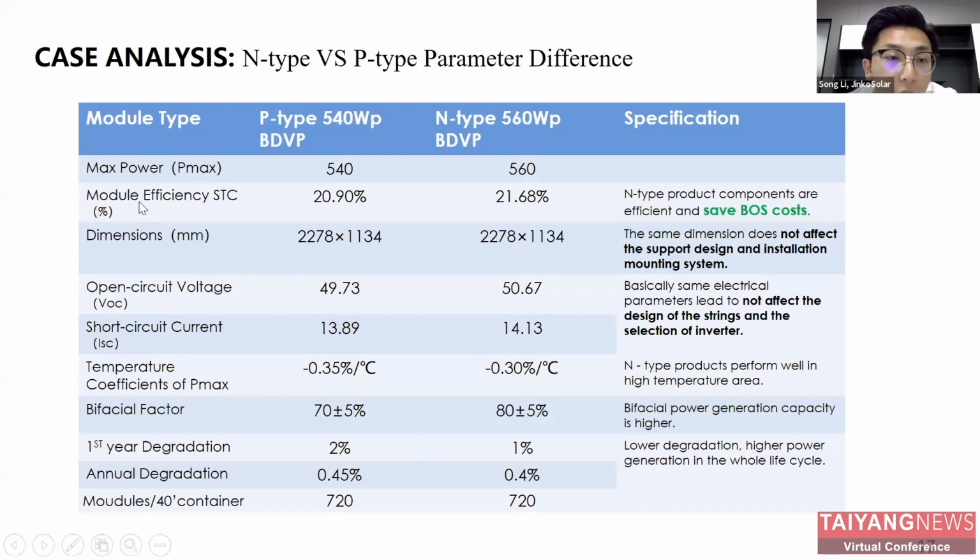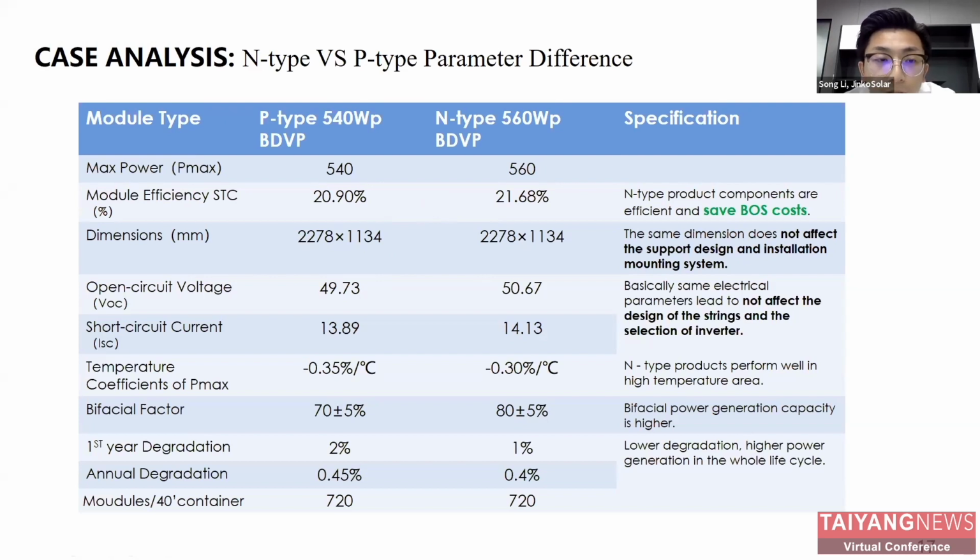Looking at the module efficiency, P-type is 20.9 and the N-type is a little higher. So with more power and higher module efficiency, the N-type product can save more BOS cost. And then the dimension size of the P and N are the same, as we can see in this table. So it doesn't affect the support design and the installation mounting system.